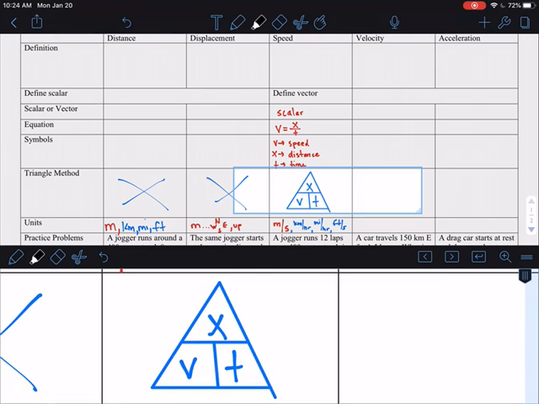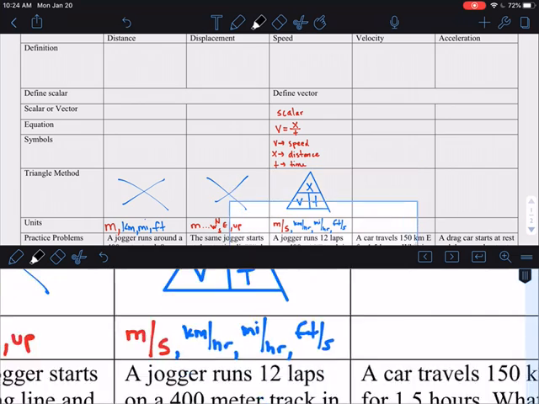In another case, we might be given speed and distance, how far they went, and figure out how much time it took. So we cover up time, and we divide x by v, and that would give us how much time it took. So let's go ahead and do a practice problem.